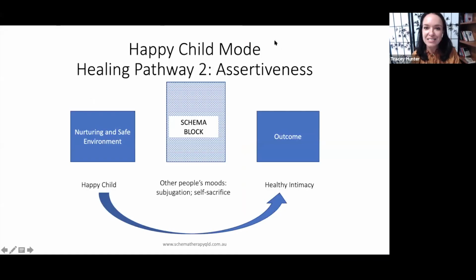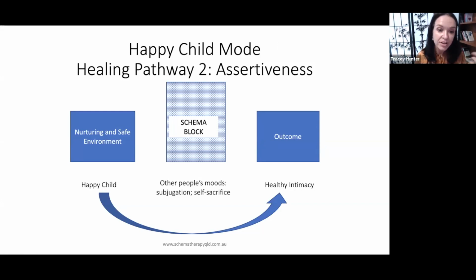Okay, let's move on to healing pathway number 2, the assertiveness pathway. All right, so this is what I see as this other block to the happy child mode, which I think is really prolific in people, just in the general population. So not even talking about direct trauma clients here. We're talking about us as therapists. We're talking about everyday people. This is what I see as just a really common block to the happy child mode.